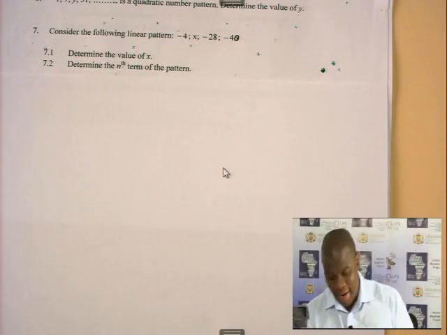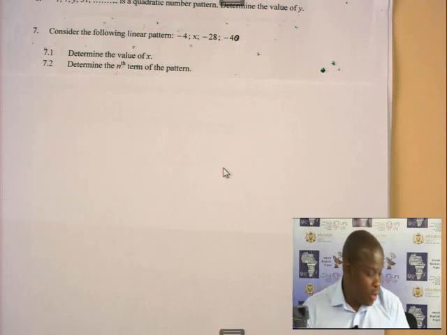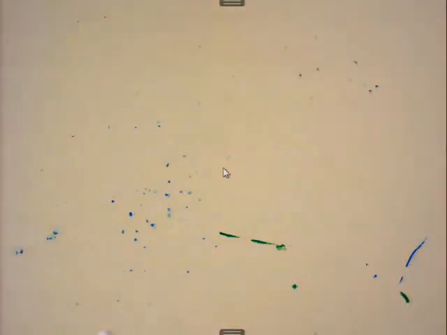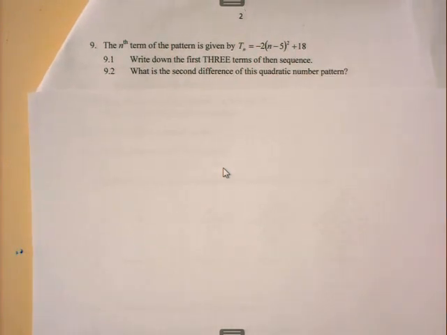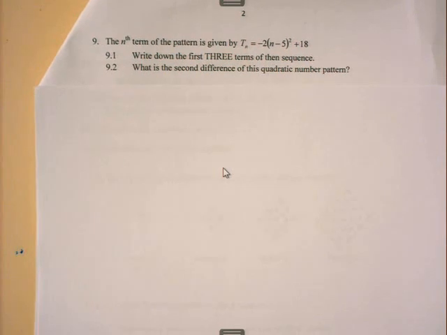Quadratic number pattern. Maybe let's focus on number 9. Check number 9 there. The nth term of the pattern is given by Tn equals minus 2 into n minus 5, all squared, plus 80. It is not specified which pattern this one is. Can you tell me which pattern it is by looking at it? Is it linear? Is it quadratic? What kind of pattern is this one?